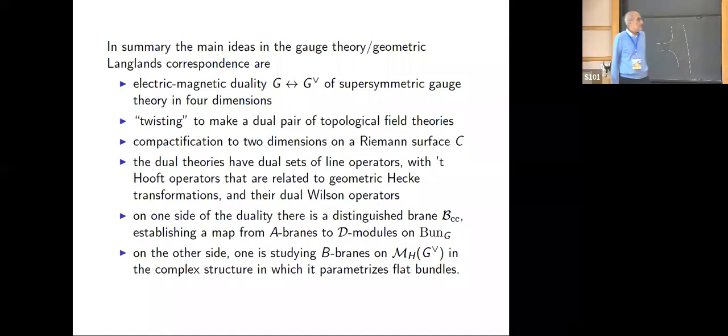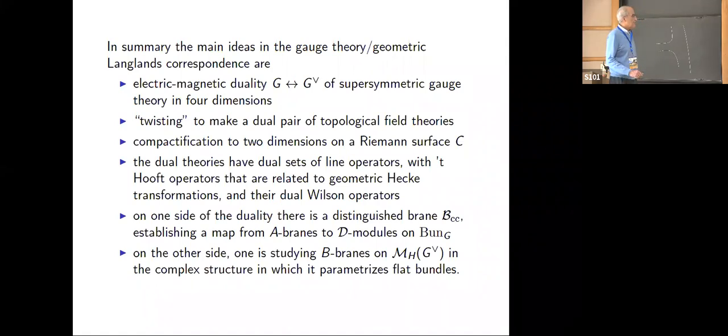So in summary, the main ideas in the gauge theory geometric Langlands correspondence, at least in the traditional form of the correspondence, which involves statements about categories and functors, as opposed to the analytic version, which will be the subject of the second half of my talk in more recent developments. The main ideas, as much as I can summarize them on one slide, are as follows. There's a duality between the gauge group and the dual gauge group for supersymmetric gauge theory in 4 dimensions, twisting to make a dual pair of topological field theories, compactification to 2 dimensions on a Riemann surface C that you keep fixed in the rest of the discussion.